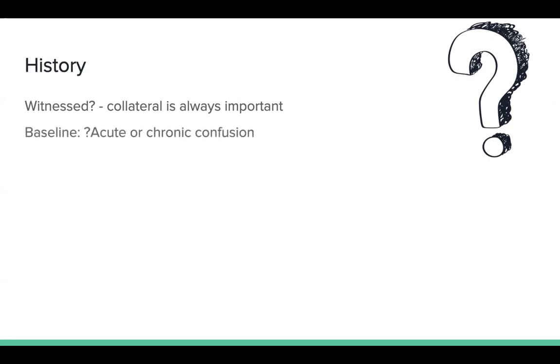Next, let's talk about the history. What sort of questions do we need to be asking to work out why the patient has fallen? Well, first, is there a collateral history available? Has somebody seen this patient falling, particularly if they're confused or if they have a background of cognitive impairment? Next, we need to establish their baseline. Are they chronically confused, or are they acutely confused? Is this delirium?